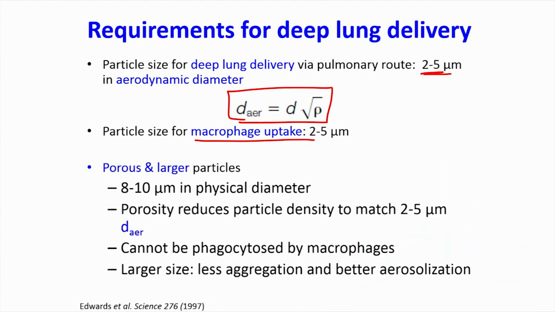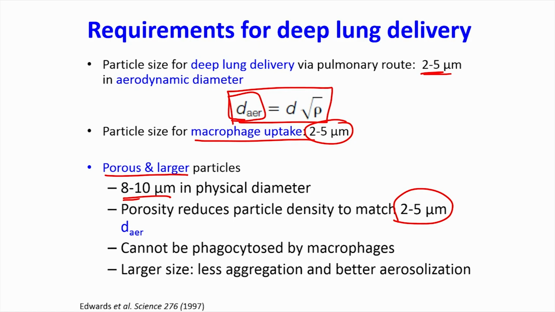So one thing that they came up with is they decided to make these particles porous and larger. They actually changed the physical size of these particles to 8 to 10 micron, and they decreased the density to then keep that 2 to 5 micron range for the aerodynamic diameter. So at that size range of 8 to 10 micron, they are not too big, they are no longer in this range of 2 to 5 micron which the macrophages can take, but they are still in the right aerodynamic range to be able to deposit in the deep lung.